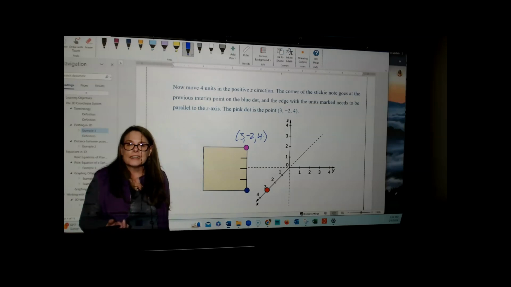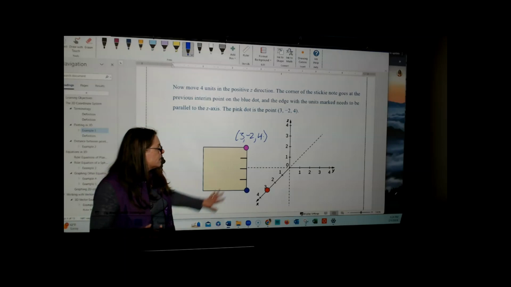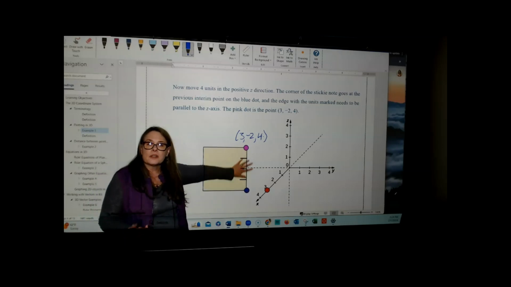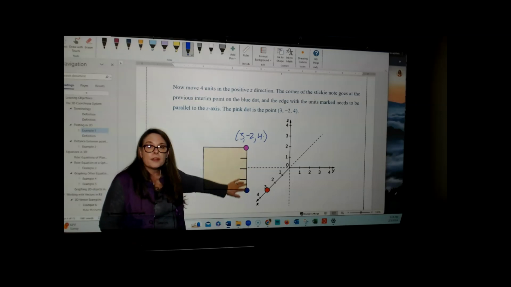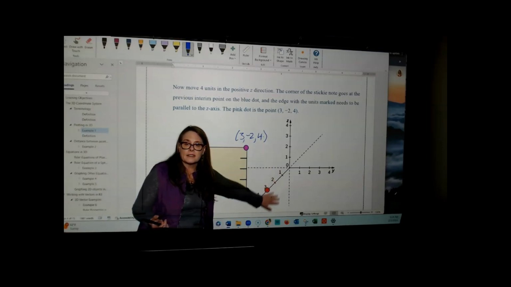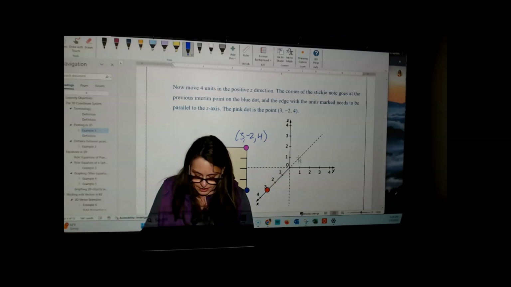Although it's not a great idea because it's very easy to get off. That's why I really recommend the sticky note. So at least you're moving the same direction each time. And you can kind of eyeball whether the edge is parallel to the axis that you're moving along, right?